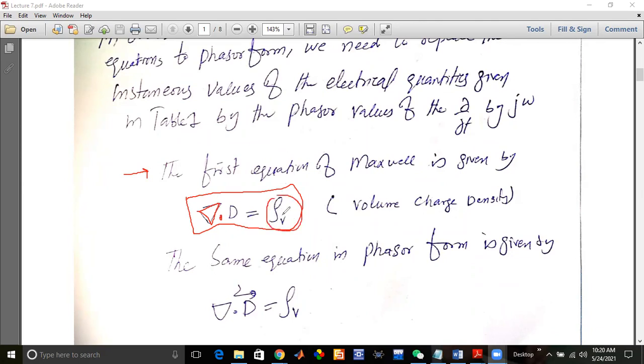And you know what is volume charge density? It is the charge per unit volume. For example, this is a volume and this is unit volume. So how much charge is here? So charge per unit volume is called volume charge density.